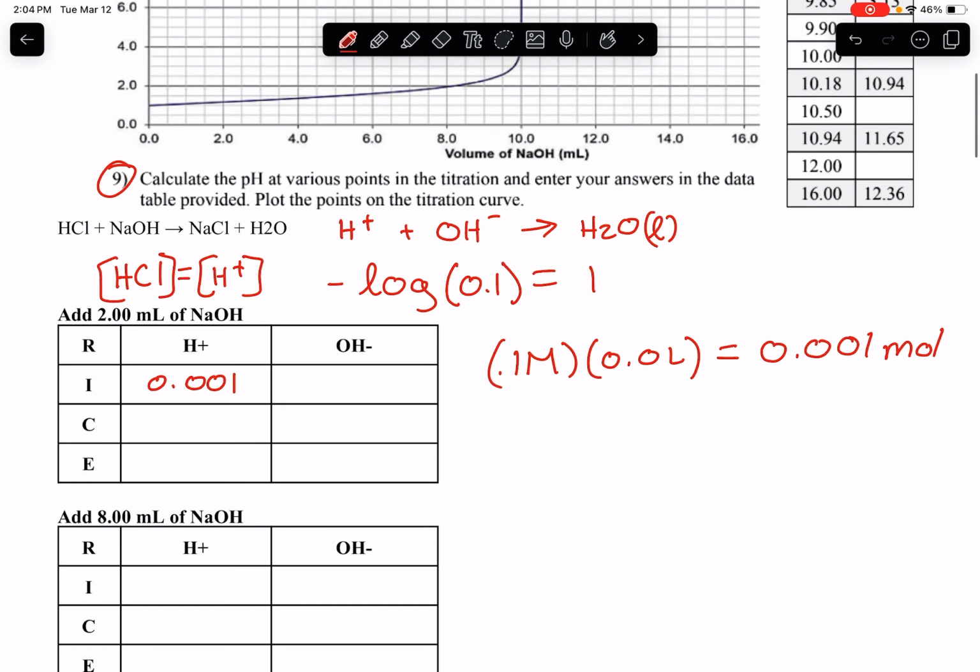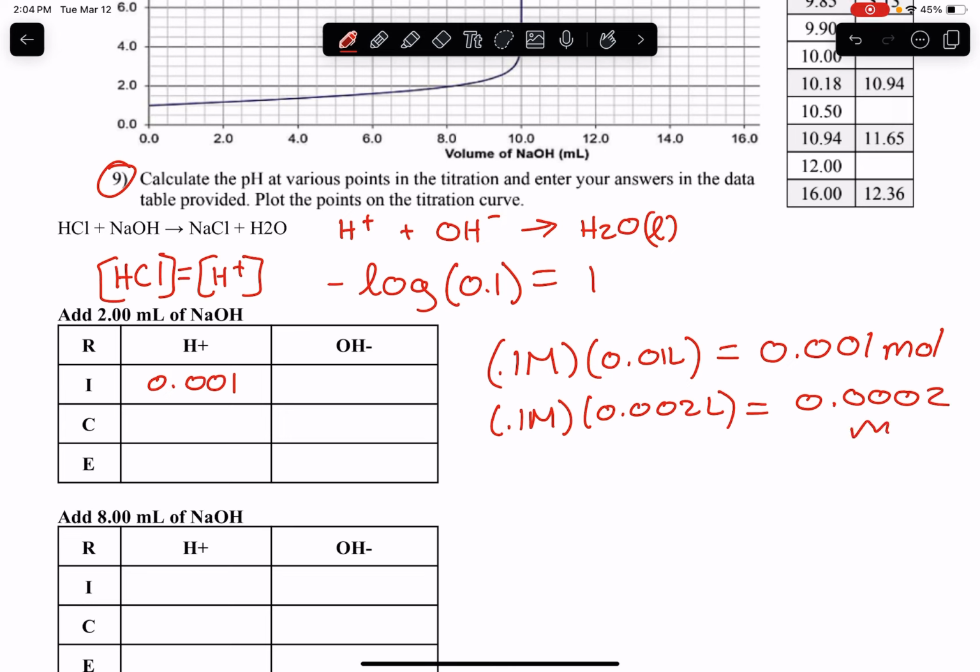Then the hydroxide, we have 0.1 molarity, and 2 milliliters have been added, so this gives us 0.0002 moles, and that goes here. Hydroxide is the limiting reactant, so that is all that we can react, so we're going to subtract that amount from both sides here, from both the hydrogen and the hydroxide. Of course, we no longer have any hydroxide, but now we have this.